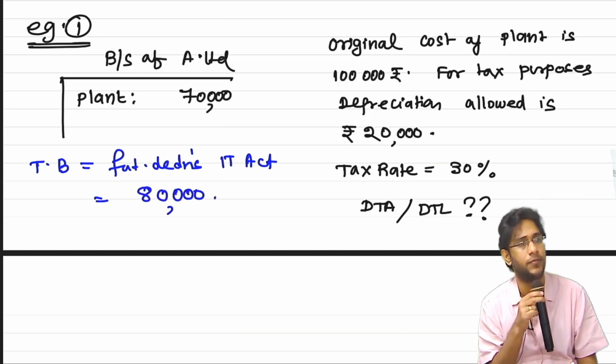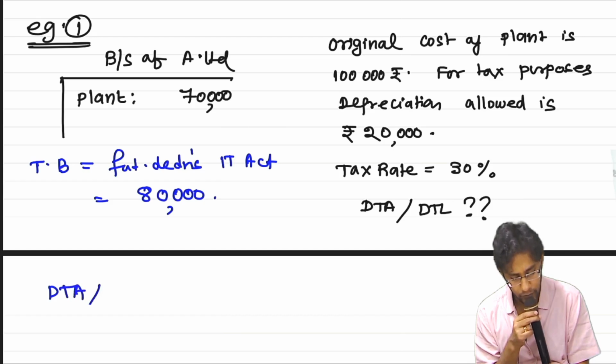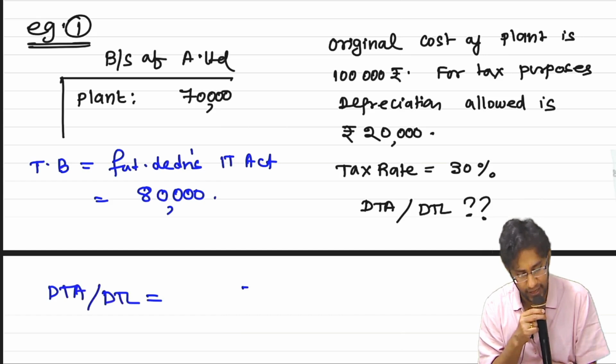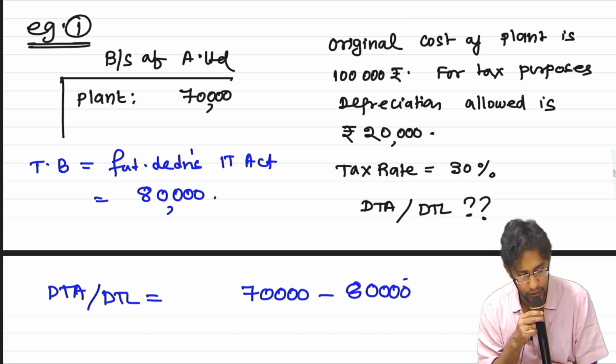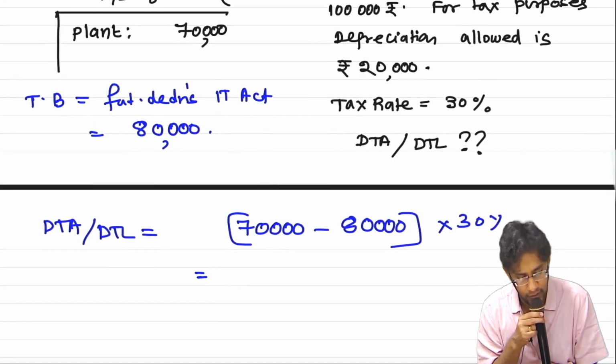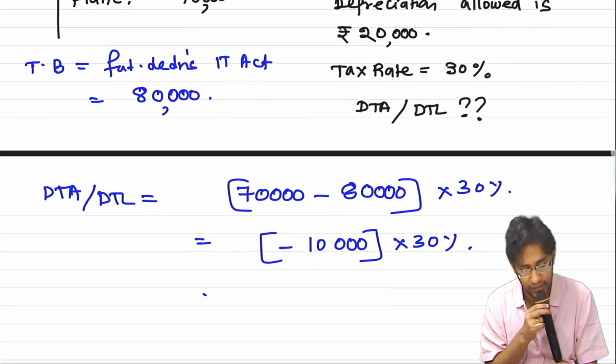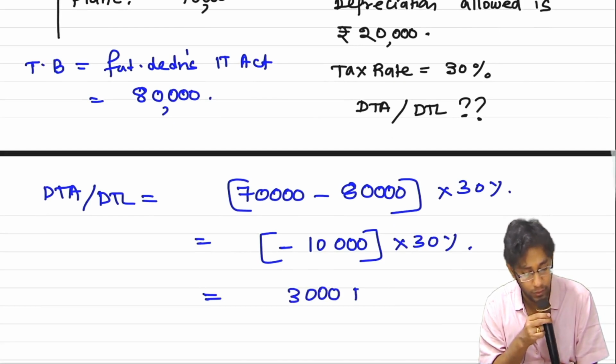This is tax base. Now coming to DTA or DTL. Carrying amount minus tax base. What is the carrying amount? 70,000 minus tax base 80,000. Tax rate was given as 30%. Observe closely. The box inside is negative. For an asset, if you have a negative number inside, it is a DTA. This one you have to remember, sir.